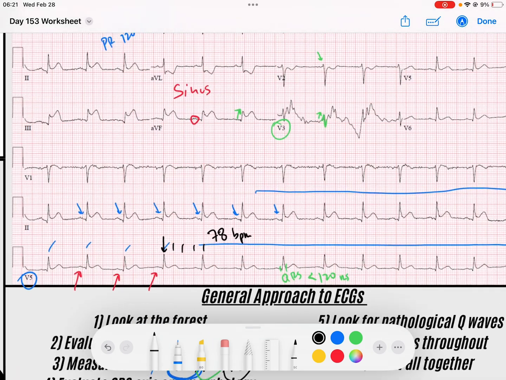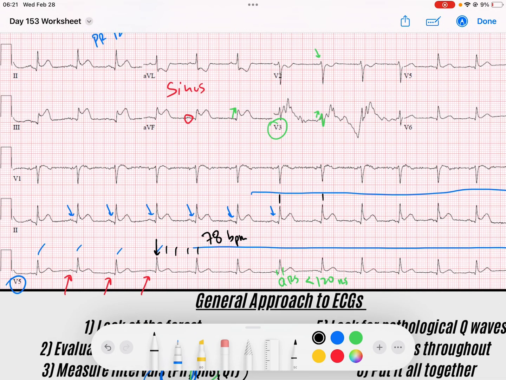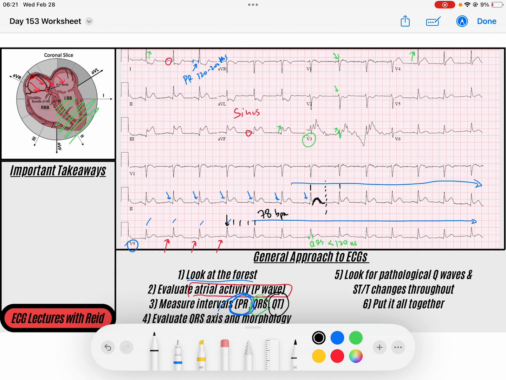QT interval, right? Pick an R to R interval midway point, and make sure that that T wave is done and terminated by that point, which it is, and so we have a normal QT interval based on the rate. We can obviously calculate it and correct it for the rate if we would like. Last thing I'm going to do is look for pathological Q waves, which tell me about previous or old myocardial infarctions, or any ST or T wave changes, such as ST elevation or depression.